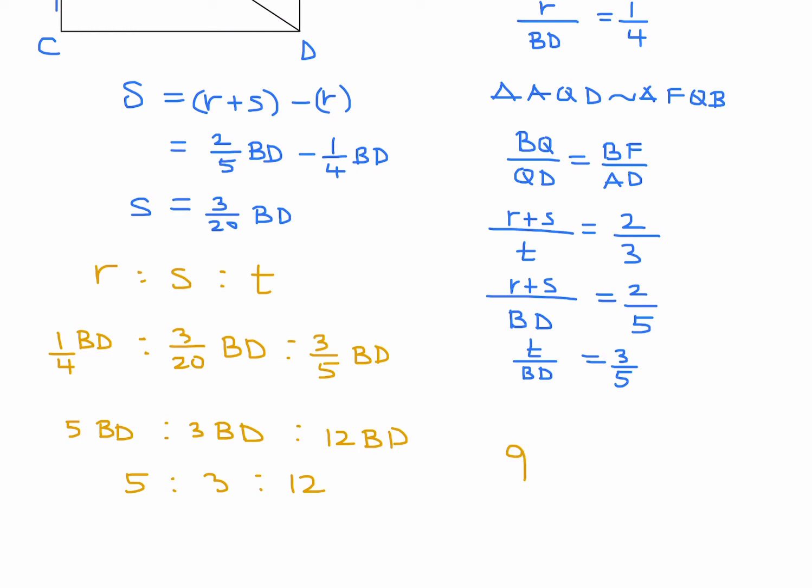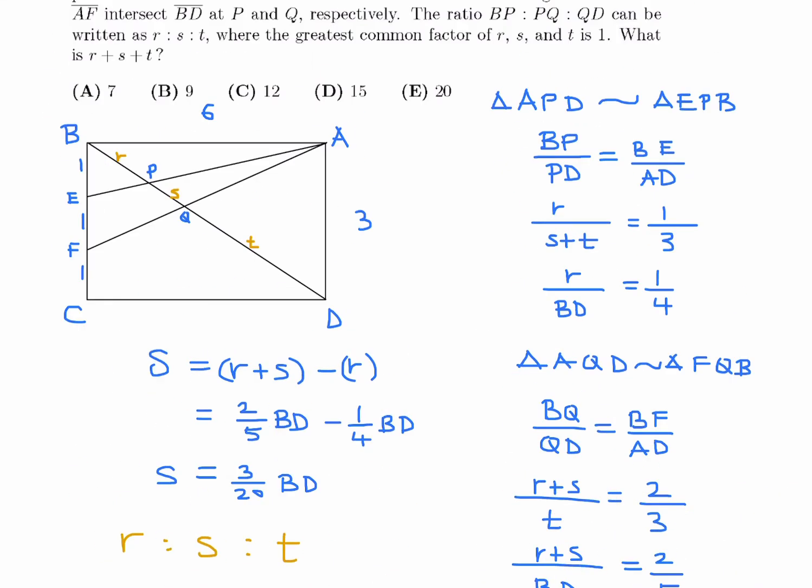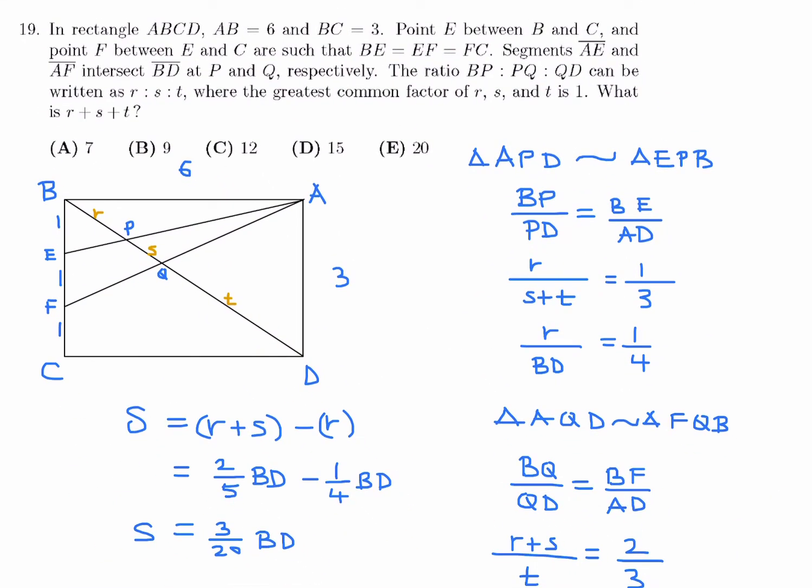So I've got to check a couple of things. The first thing is: is the greatest common factor of 5, 3, and 12 1? And the answer is yes. Okay, I think that's the only thing I need to check. So now I just got to add them up. R plus S plus T looks like 5 plus 3 plus 12. And that is 20. 20 is E for number 19.